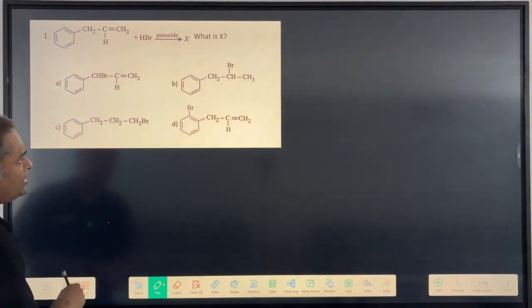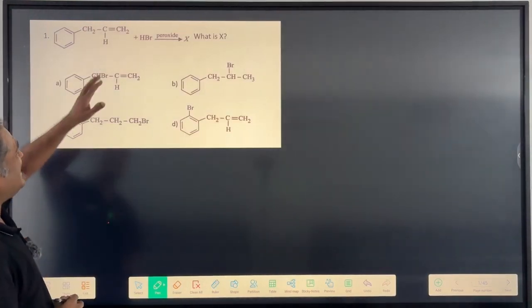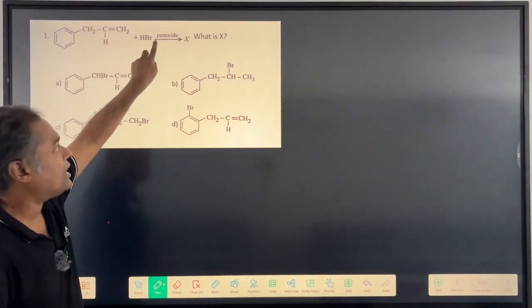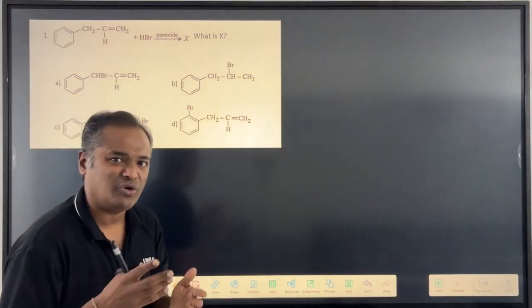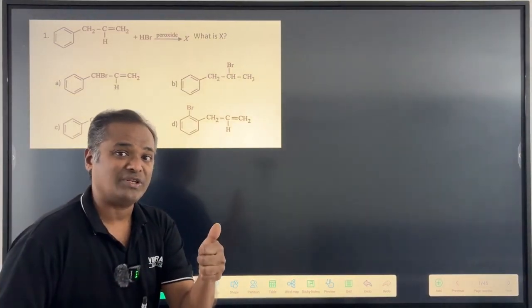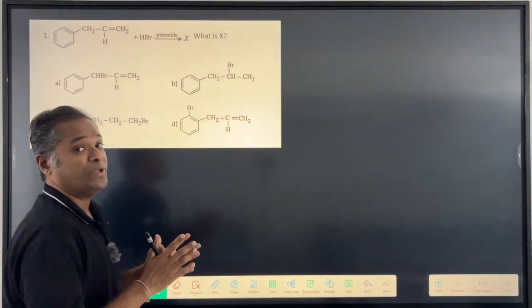Now child, when you see question number 1, it says that there is an alkene given to you. They have given the reagent which is HBr, and on the arrow you can see it's a peroxide. So whenever you have an alkene with HBr and a peroxide, which reaction is it? Yes child, it's anti-Markovnikov addition. So what should be the answer?